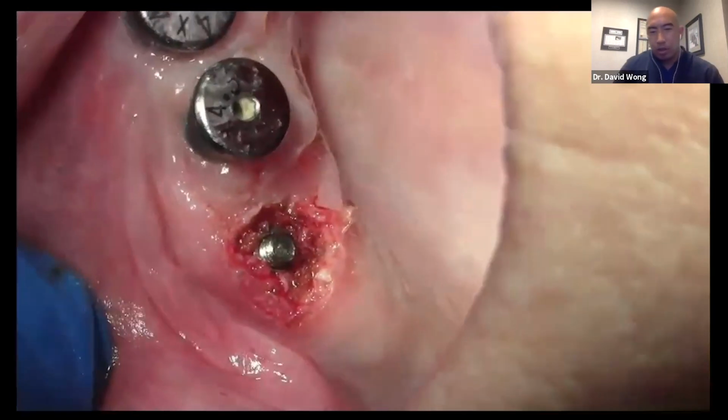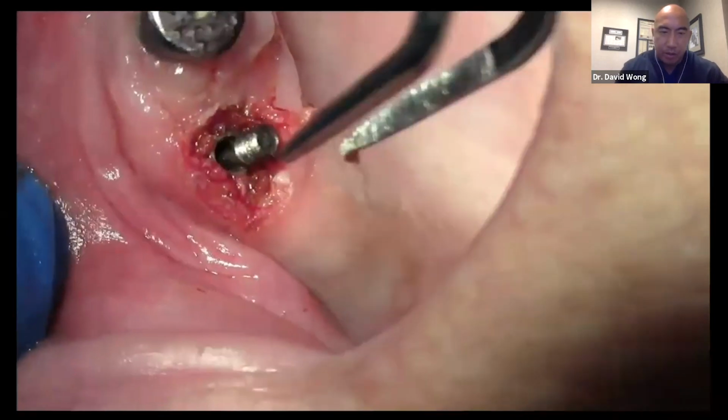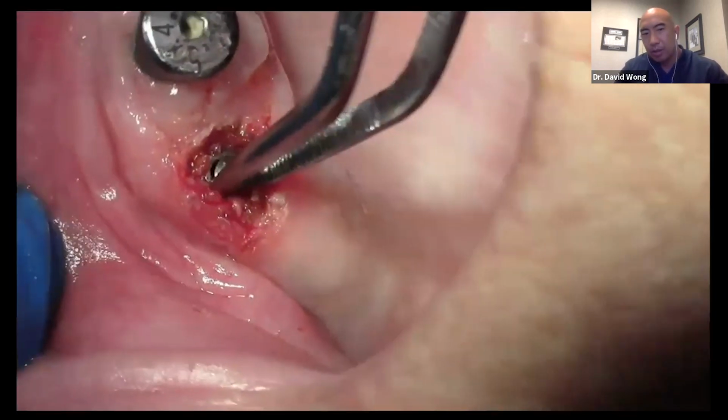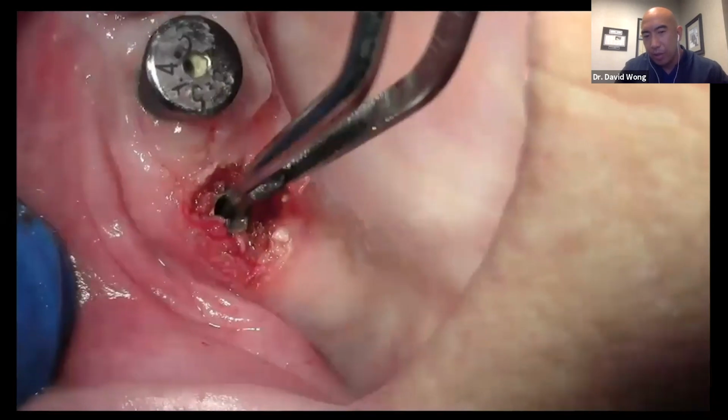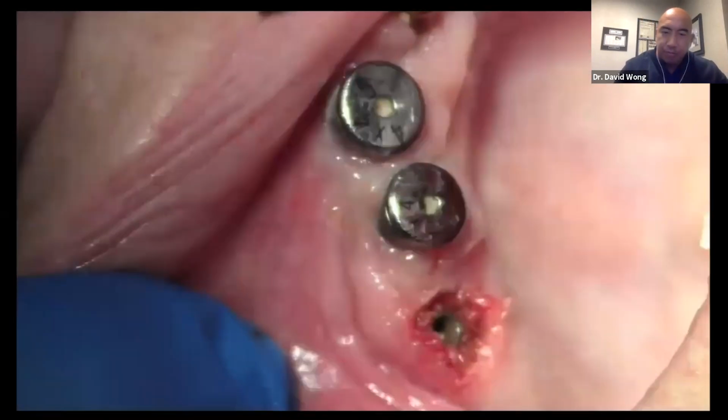So here we've got the screw. It's loose now. At this point, you can just reach in here with some cotton pliers or something and just remove it from the implant body and then replace it. So that's how you retrieve a loose abutment screw.